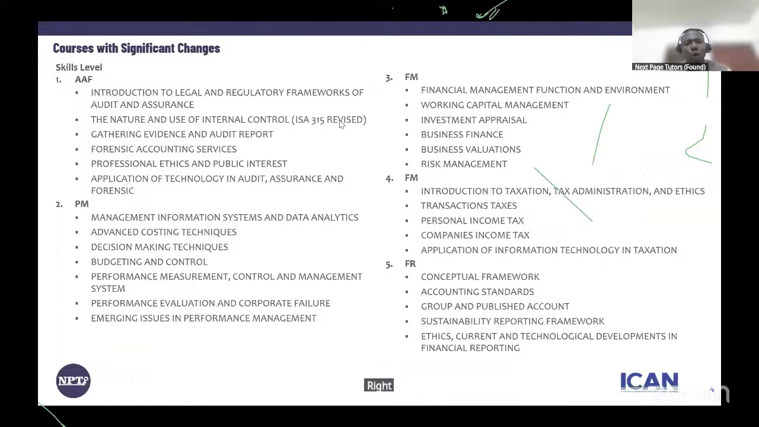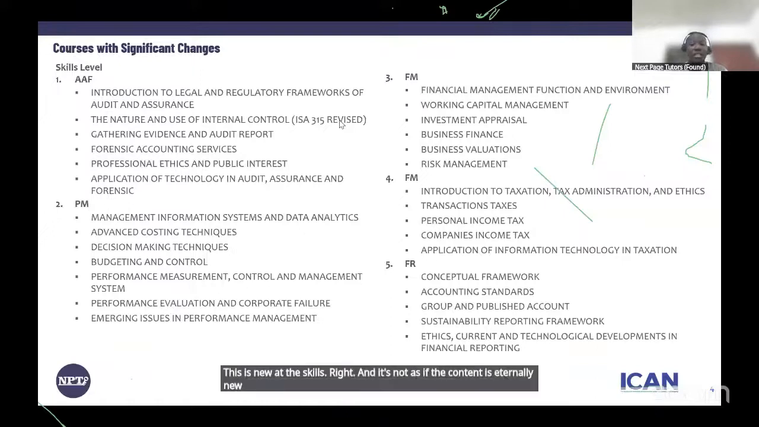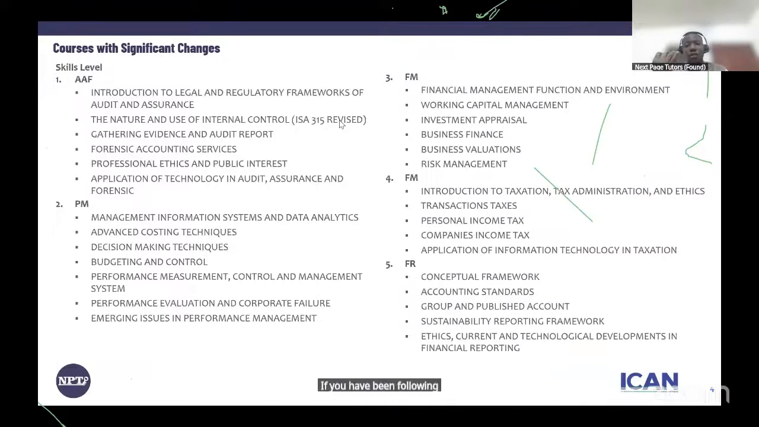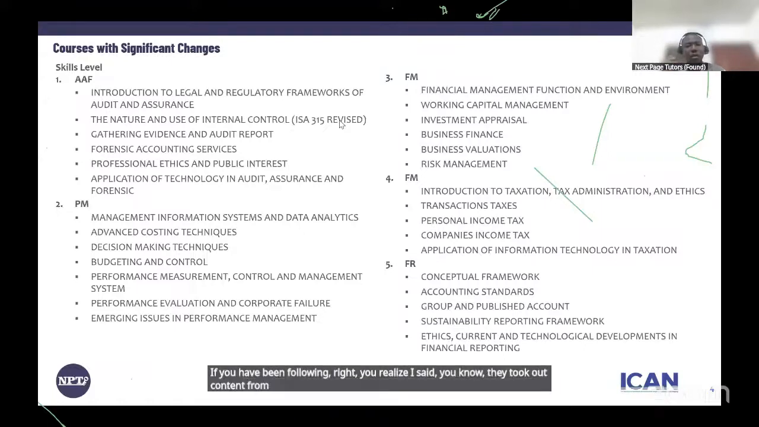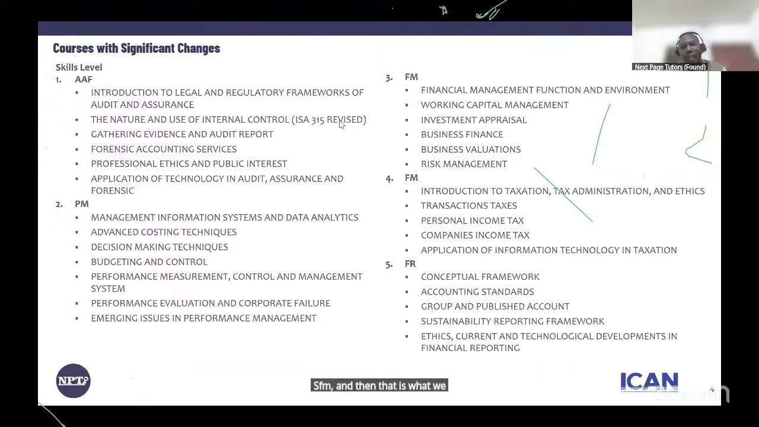Then the third course that I have here is financial management. And of course, this is new at skills level, right? And it's not as if the content is entirely new. In fact, to be frank, that content is not new. If you have been following, you realize that I said they took out content from PM, they took out content from SFM, and that is what we have here as financial management.